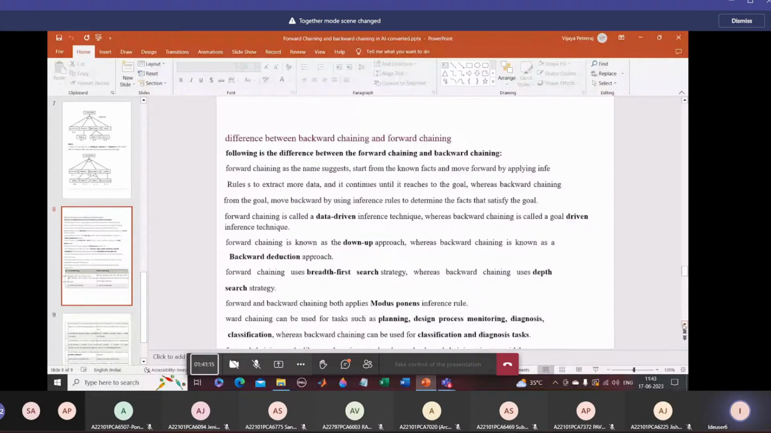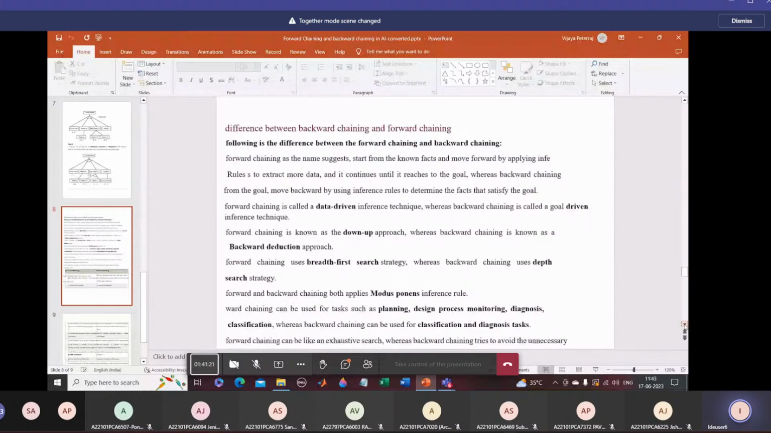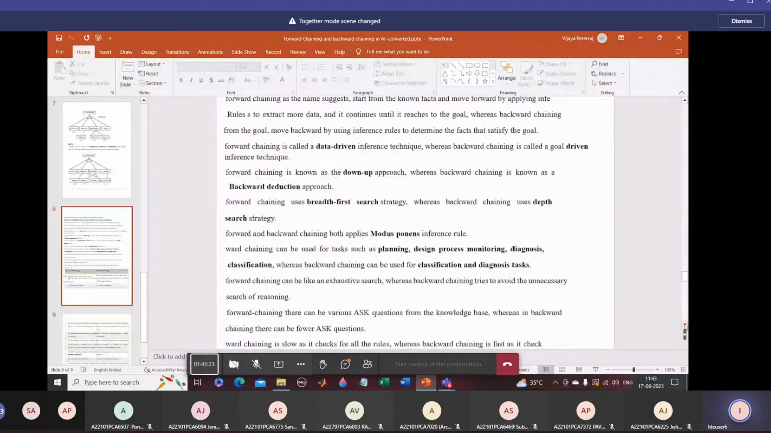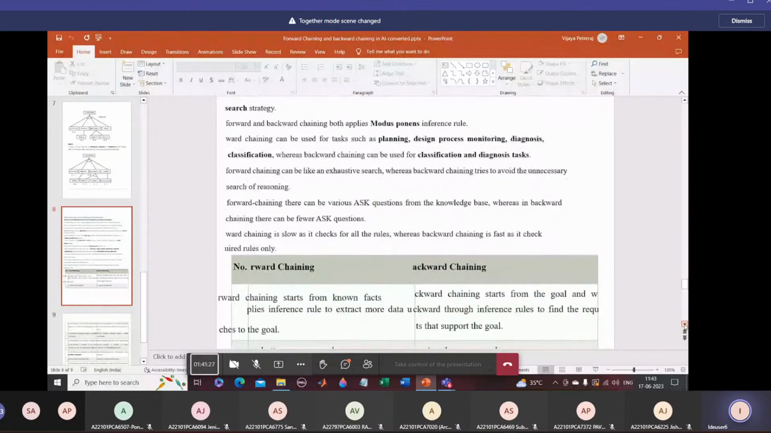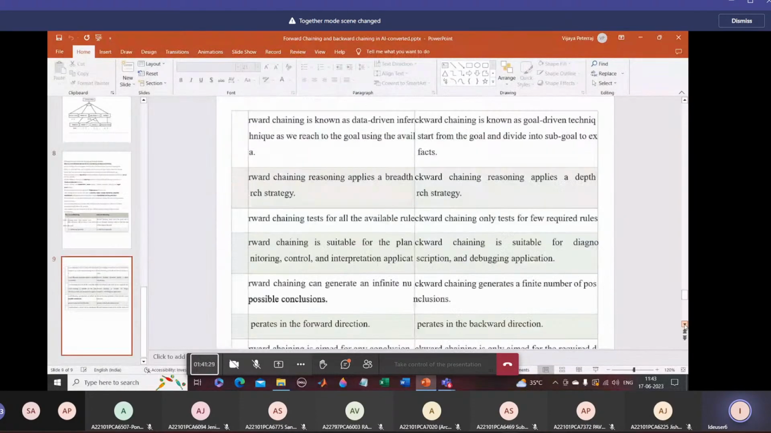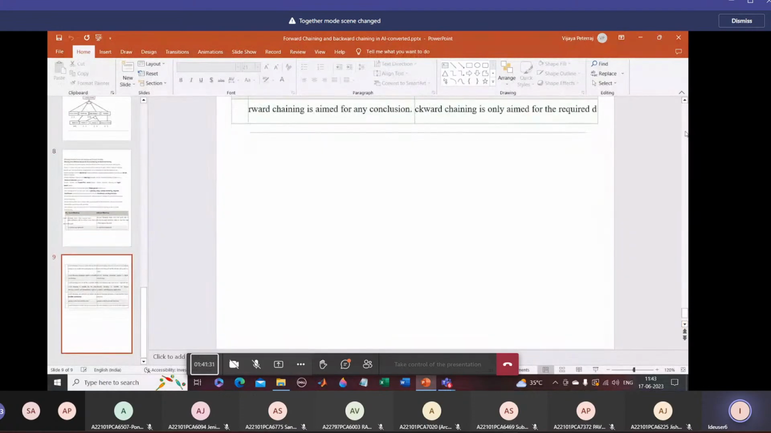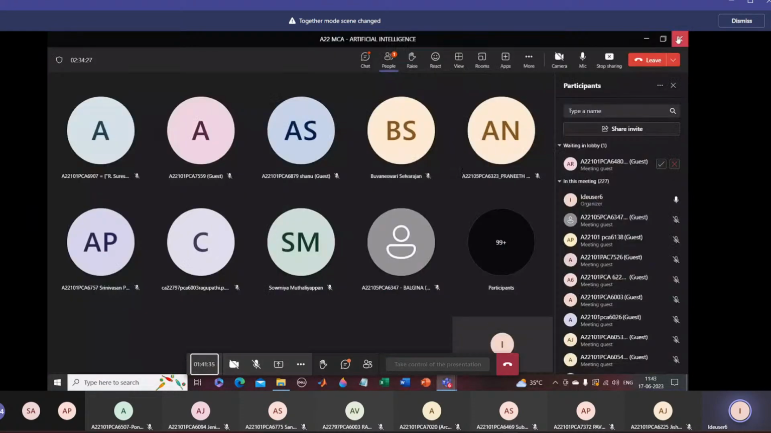And both will be applied in modern code. The planning, design process, monitoring, diagnosis, all can be used as a task here, right? And this is how you have the difference between these. So tabular column மாதிரி, okay, between forward chaining and backward chaining. So that's it about forward chaining and backward chaining.